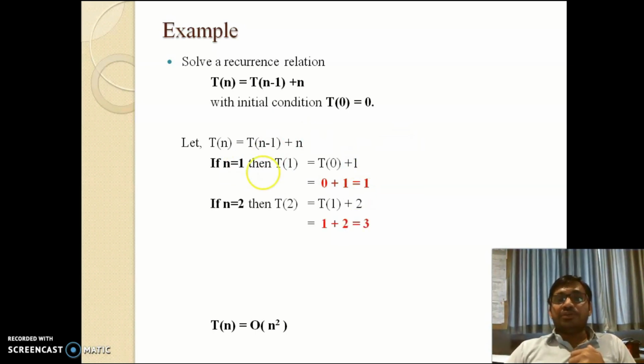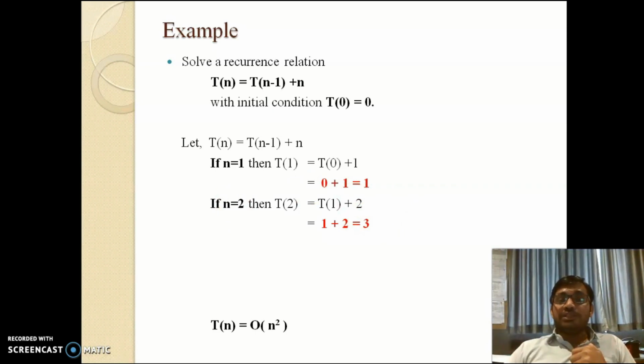Now check with the value of n is equal to 2. If the value of n is equal to 2, then t of 2 is equal to t of 2 minus 1, that is t of 1 plus 2. So we have already the value of t of 1. t of 1 is equal to 1. So put this value here, t of 1 is equal to 1 plus 2 is equal to 3. So when the value of n is equal to 2, at that time we are getting the answer 3.